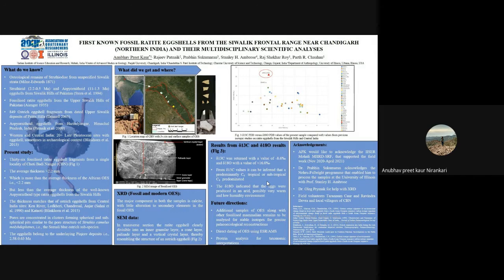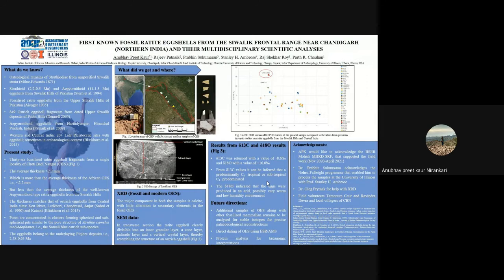However, if we just focus on the carbon 13 values, it can be inferred that it was a predominantly tropical and subtropical, C4-dominated environment. Based on the oxygen 18 values, one thing that is for sure is that these eggs were produced in an arid and possibly very warm and low humidity environment. However, we still need to analyze more samples in order to precisely conclude anything about the paleoenvironment and paleoecology of the region and the sediments that these eggshells were associated with.